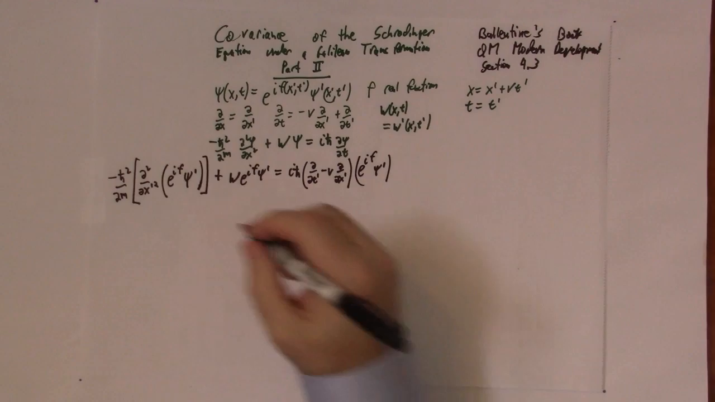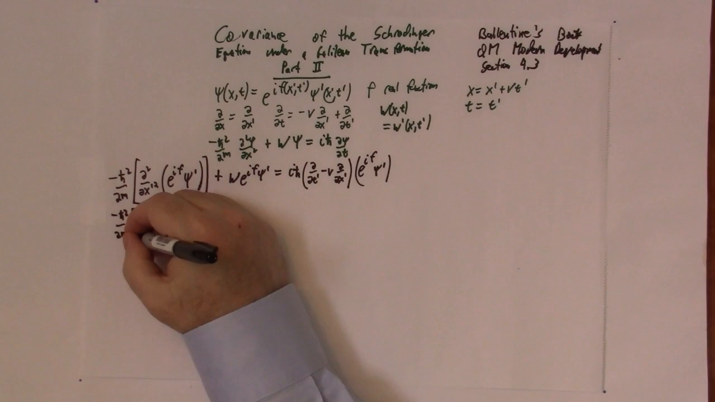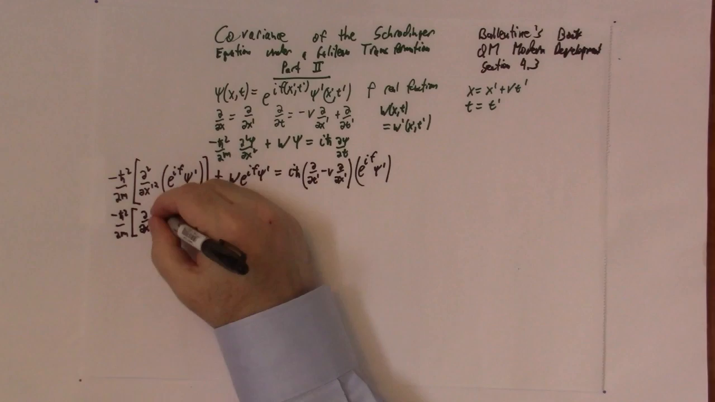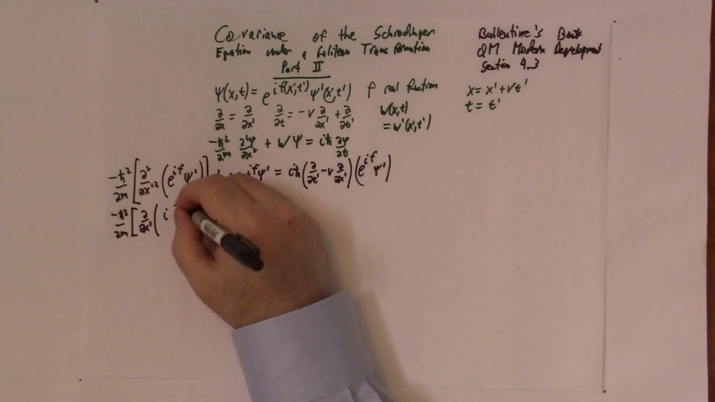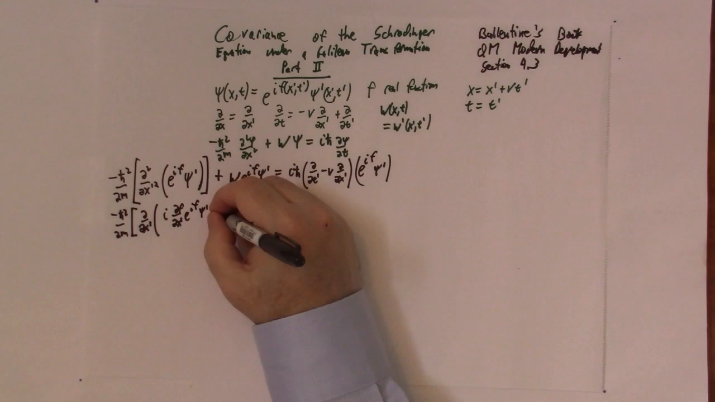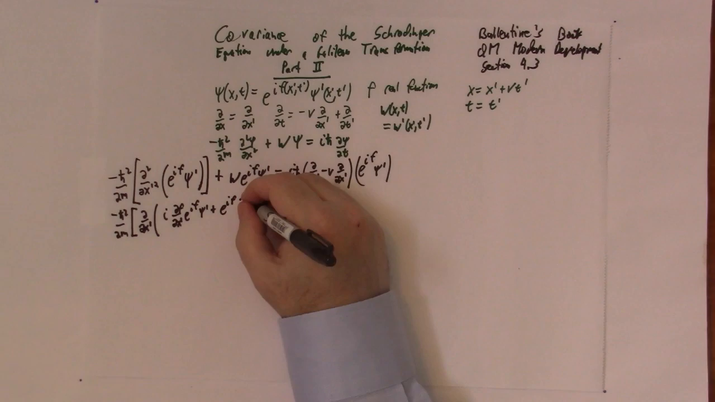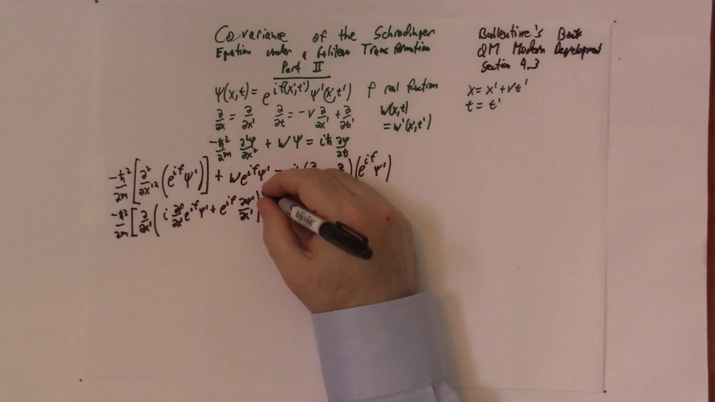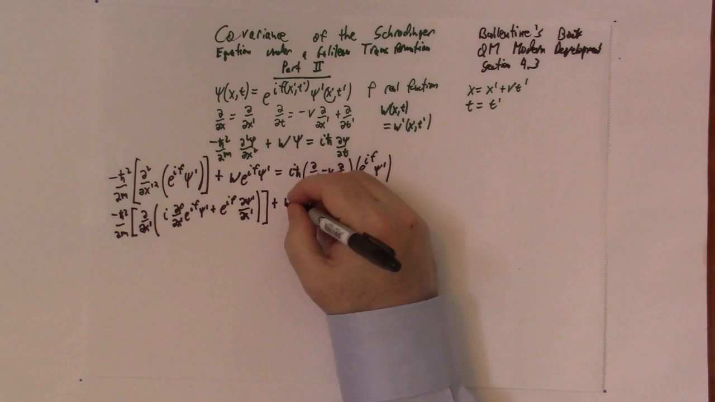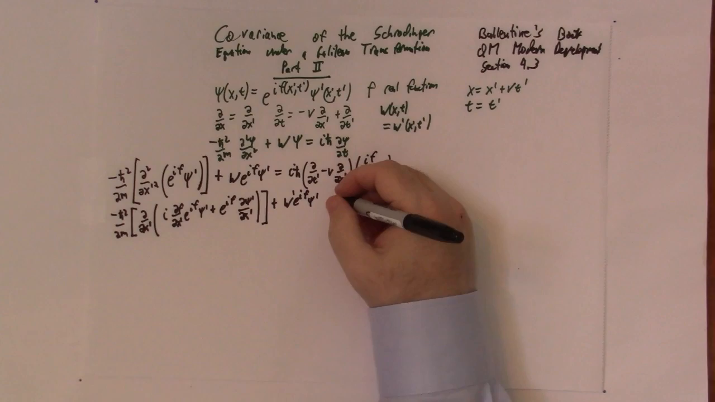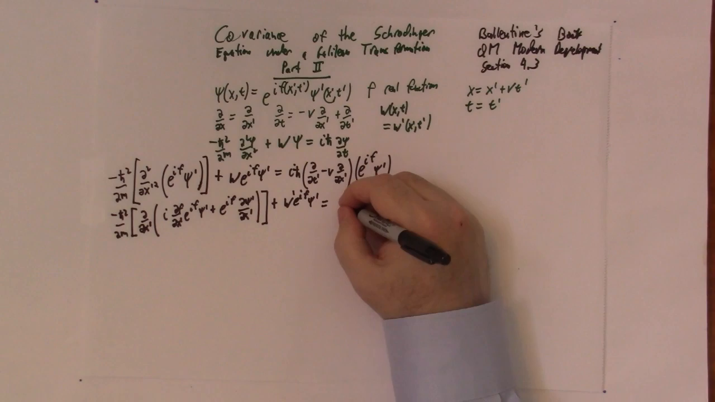Okay. Let's just work through these. I'm going to do one at a time. Partial with respect to x prime. Now here we're going to get i, the partial of f with respect to x prime, e to the i f psi prime, plus e to the i f partial of psi prime with respect to x prime, plus W e to the i f, I'll put this as W prime now, psi prime. This is equal to i h bar. Let's apply this one at a time.